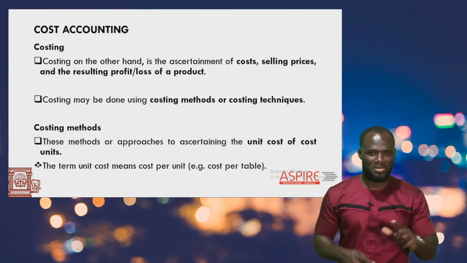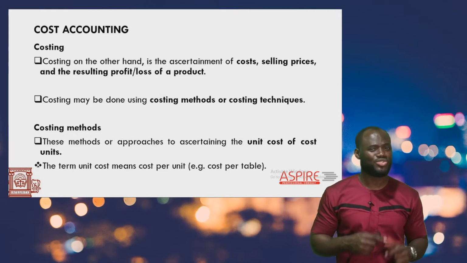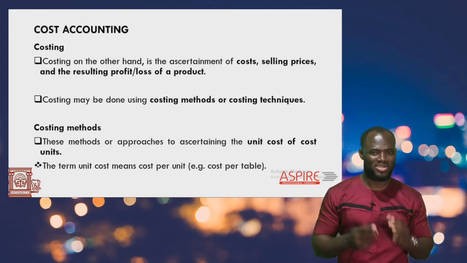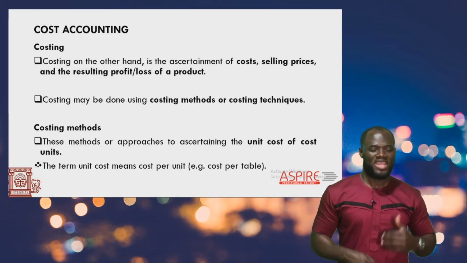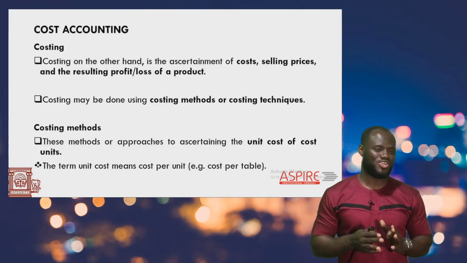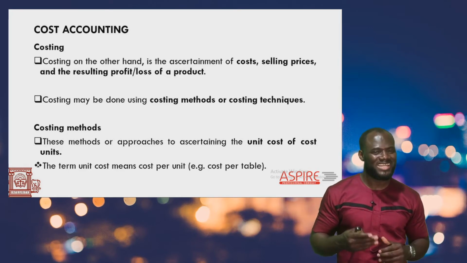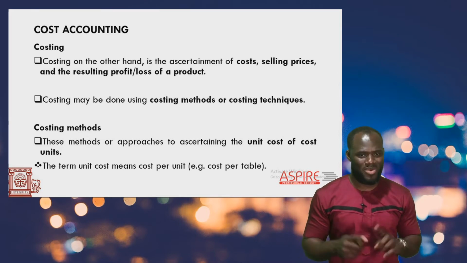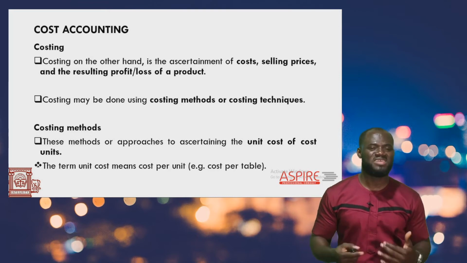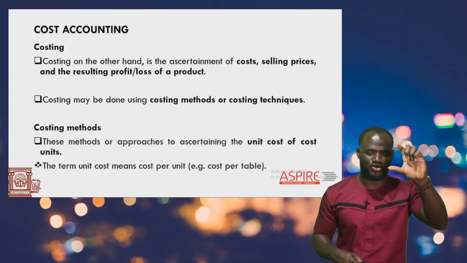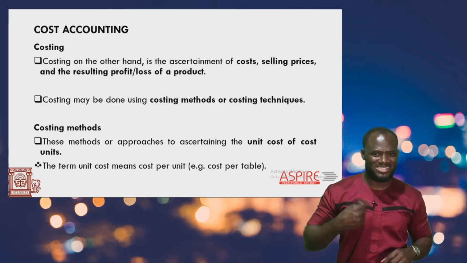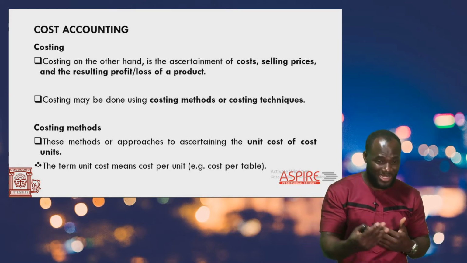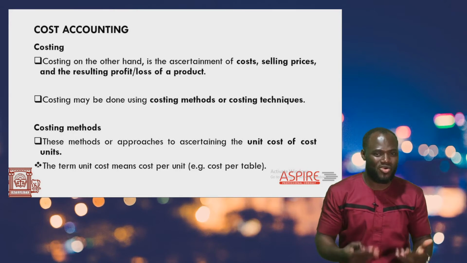But of course, costing can be done using two different approaches. We have what are called costing methods and costing techniques. Now, when it comes to cost accounting, if you look at your syllabus, the costing methods have been studied at level 1. So when it comes to level 2 here, our focus is mainly going to be on costing techniques. Now, what does it mean, costing methods? Costing methods means the methods that are used to determine the unit cost of cost units. So when you are determining the unit cost of a cost unit, that process or approach that you adopt is referred to as a costing method.